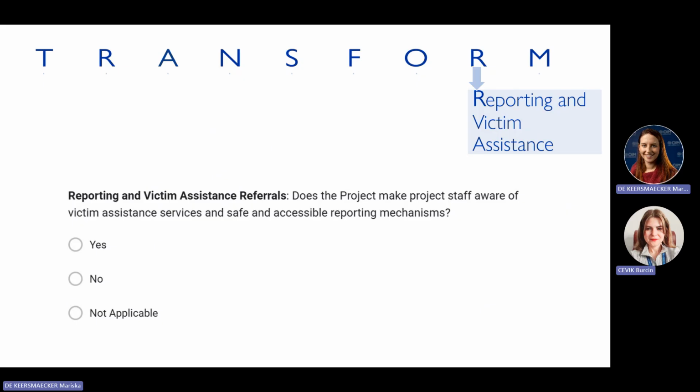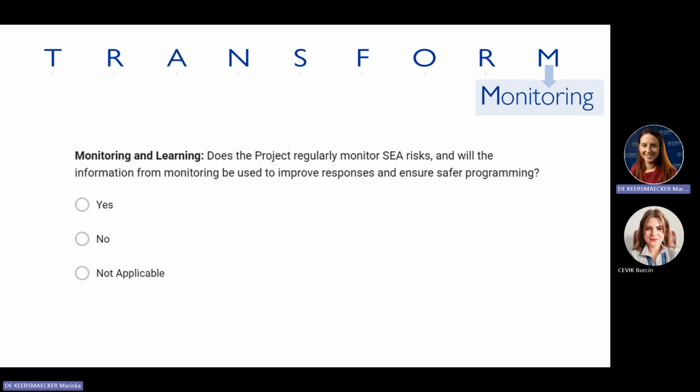Reporting and victim assistance. Did the project make staff aware of victim assistance services and safe and accessible reporting mechanisms? In order to ensure accountability, we must inform our staff on how they can safely respond and refer these incidents. And finally, monitoring. The last question is about monitoring and learning. Do we have measures in place to monitor our safer programming practices? Are we tracking changes, identifying gaps, and consistently monitoring our programs for these risks?